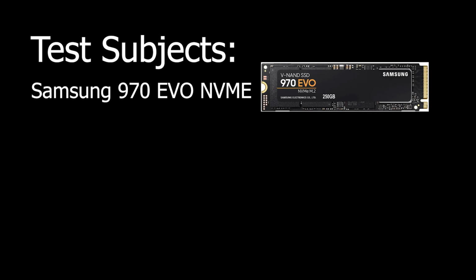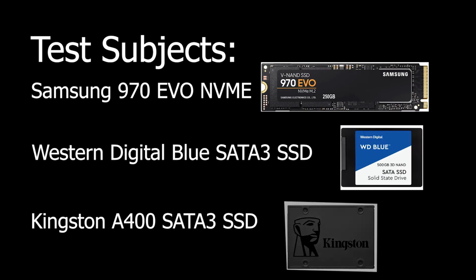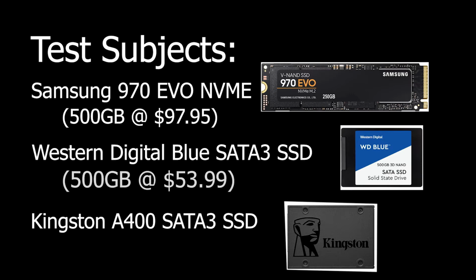Here we have three different storage drives: the Samsung 970 EVO NVMe, a Western Digital Blue SATA SSD, and a Kingston A400 SATA SSD. The Samsung 970 EVO for 500 gigabytes right now is running for approximately $97.95. That's about 19 cents per gigabyte. The Western Digital Blue 3D NAND SATA SSD for 500 gigabytes is running for about $53.99 on Amazon, and that comes in at about 11 cents per gigabyte.